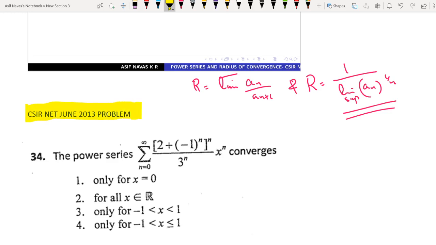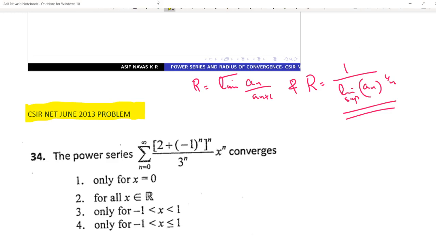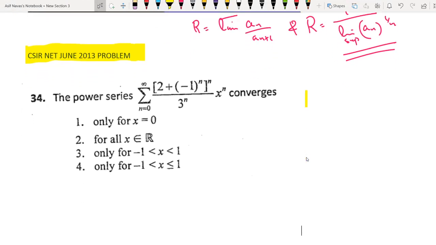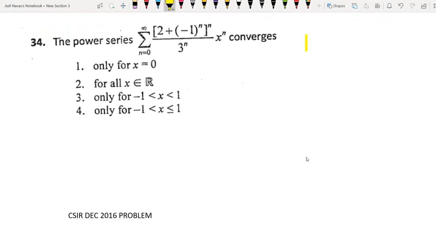This is a CSIR June 2013 problem. The problem is: the power series sigma n equal to 0 to infinity, 2 plus minus 1 all power n divided by 3 power n, x raised to n, converges. We want to check for what values of x this is convergent. The options are given. Now it's enough to find the radius of convergence of this.